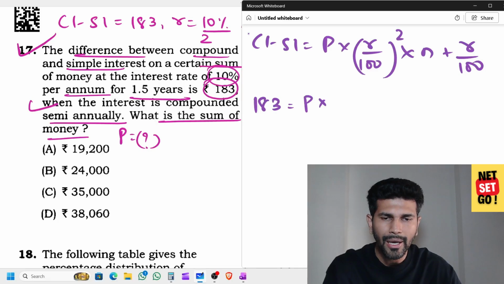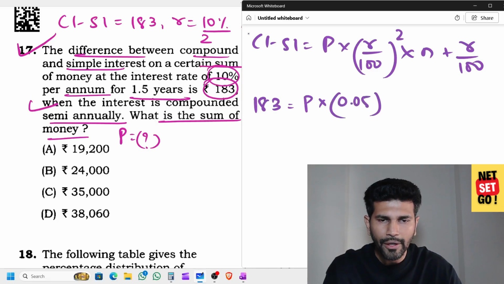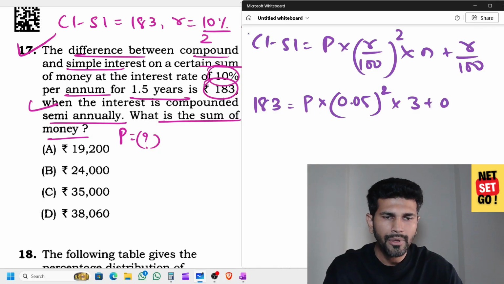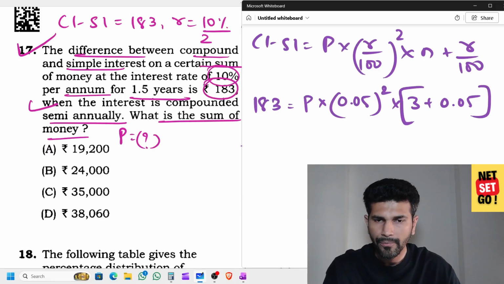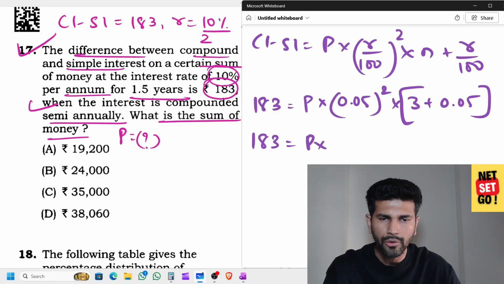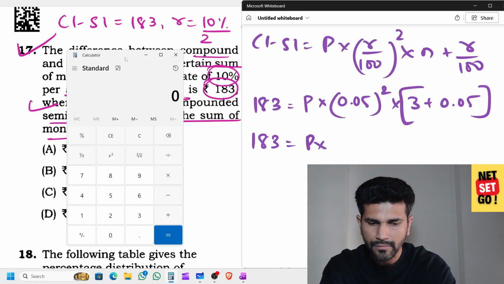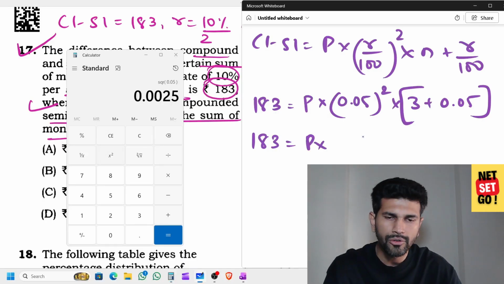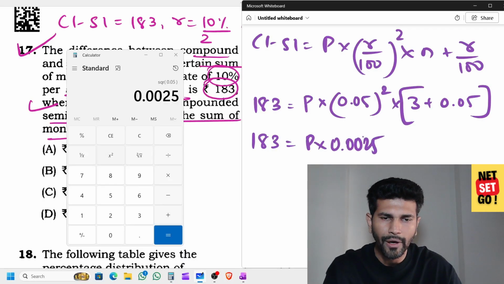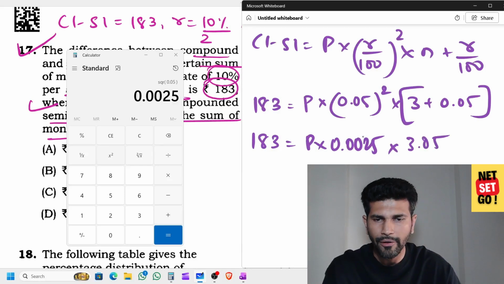5% એટલે 5 divided by 100, that is 0.05 નો square into n is 3 times in a year plus 0.05. Now 183 equals to P into 0.05 square is 0.0025 into 3 plus 0.05, 3.05.